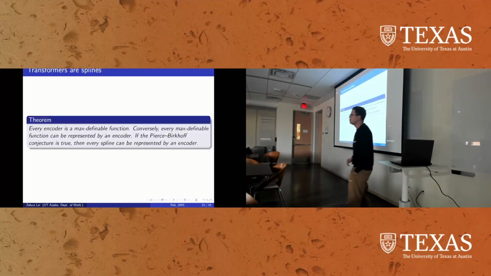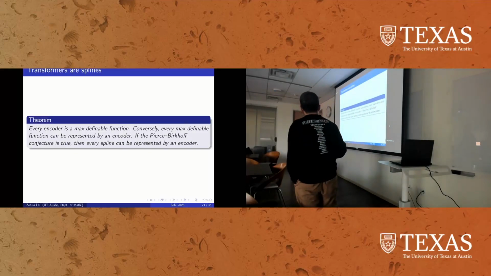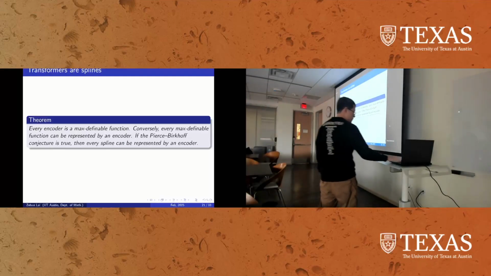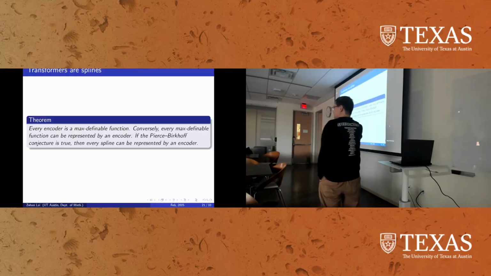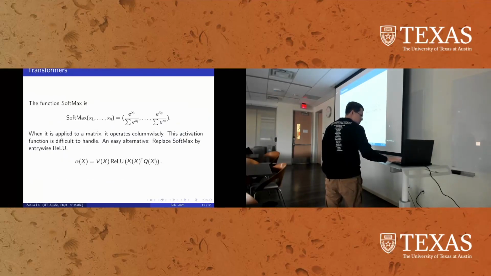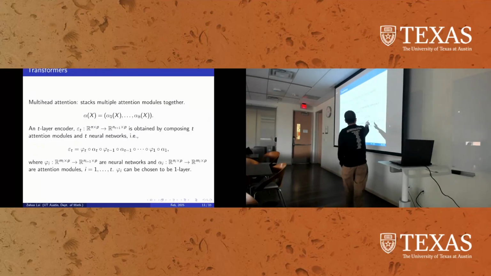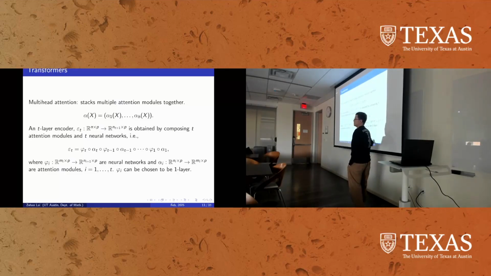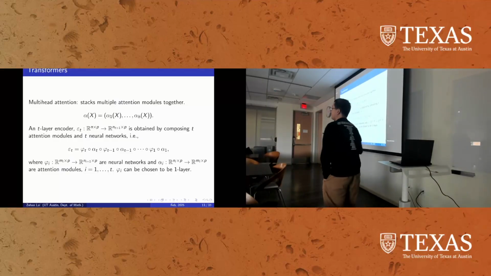What do you mean by encoder? It's the transformer. I use those two terms interchangeably. It's this thing. It's a bunch of attentions, a composition of attentions and then feed-forward neural networks, and so on and so forth. We call this thing an encoder or a transformer.